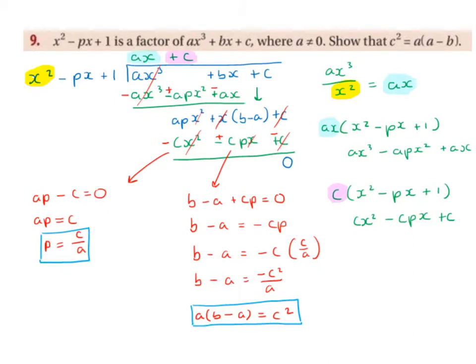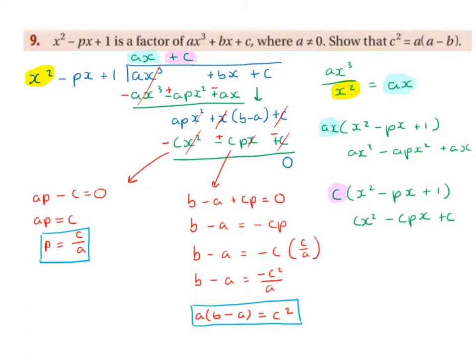Then we change the signs. So this becomes a minus, this becomes a plus, this becomes a minus. We change the signs so that we can cancel out the ax cubes. Then we simplify. So we have plus apx squared. We have nothing to add there, so we just bring it down. Apx squared. And then bx minus ax, we factorize out the x, and we're left with b minus a. And then we bring down the plus c. Then we repeat the process.